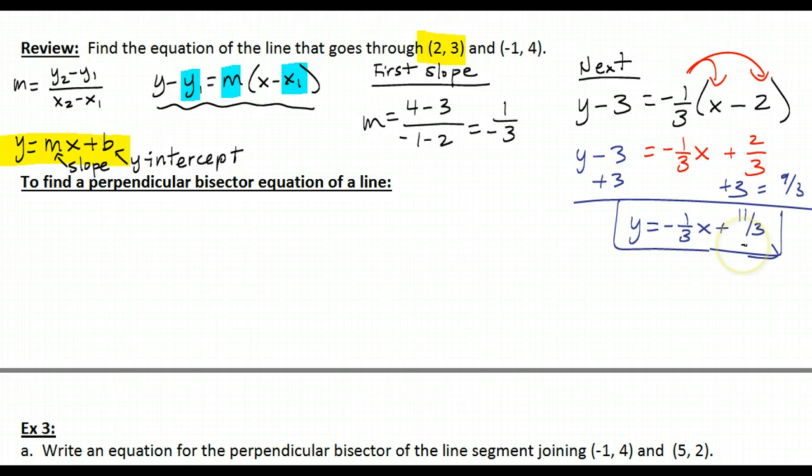I do want you to change it back to fraction form today. So if you do use your calculator, just use that math fraction button to get back to a fraction form. All right, so the entire reason why we did that was we're going to find a perpendicular bisector equation of a line. And now remember, perpendicular lines have opposite reciprocal slopes, if you remember.